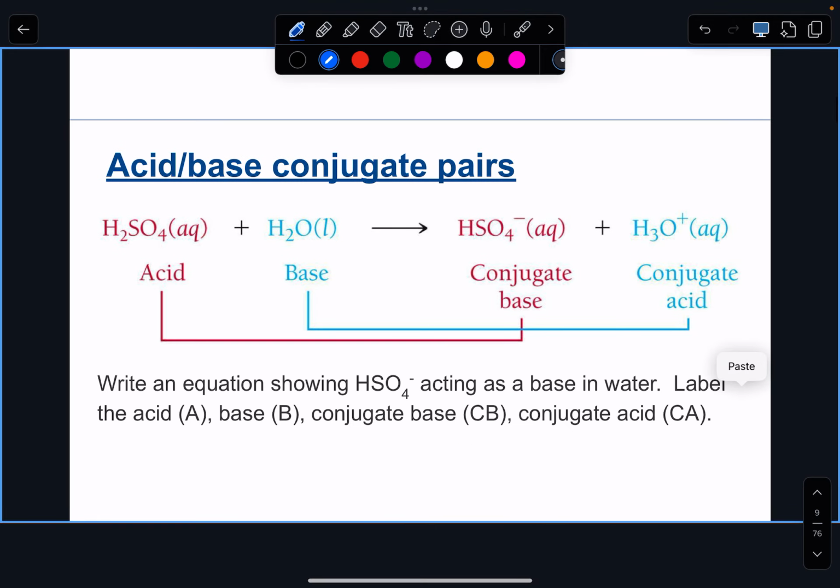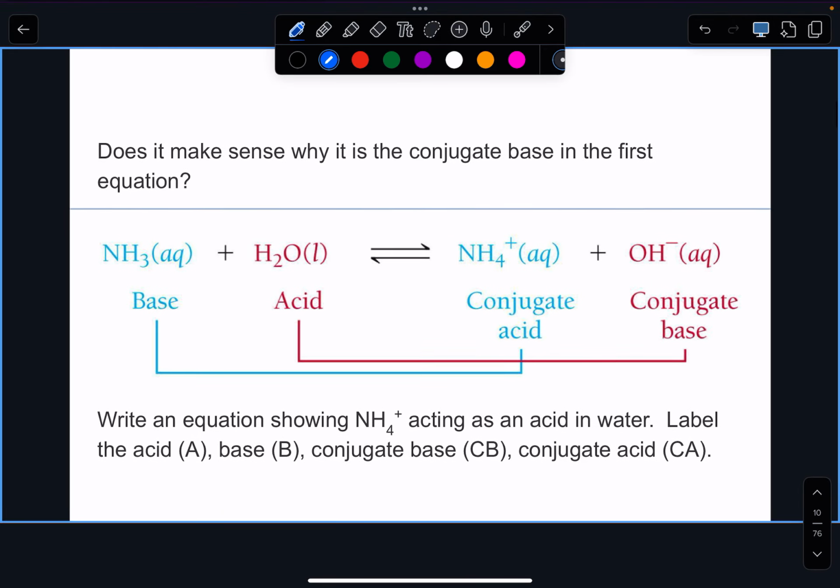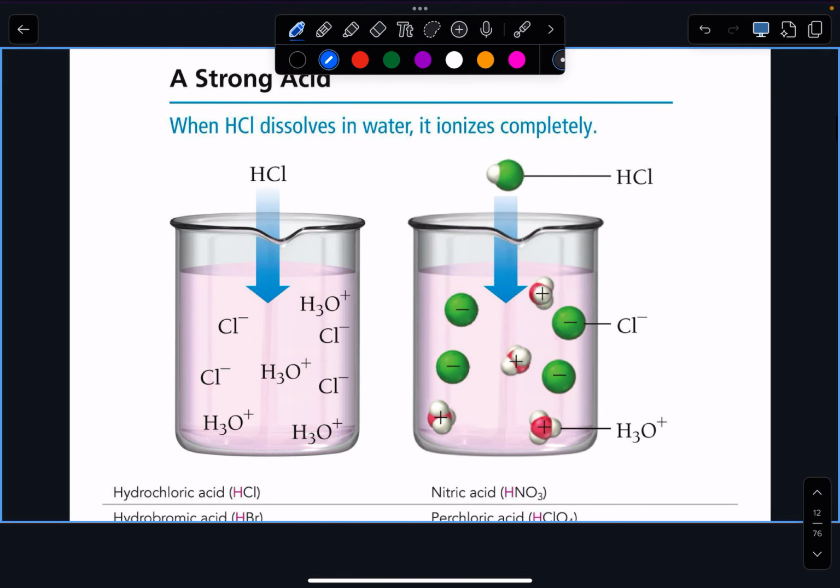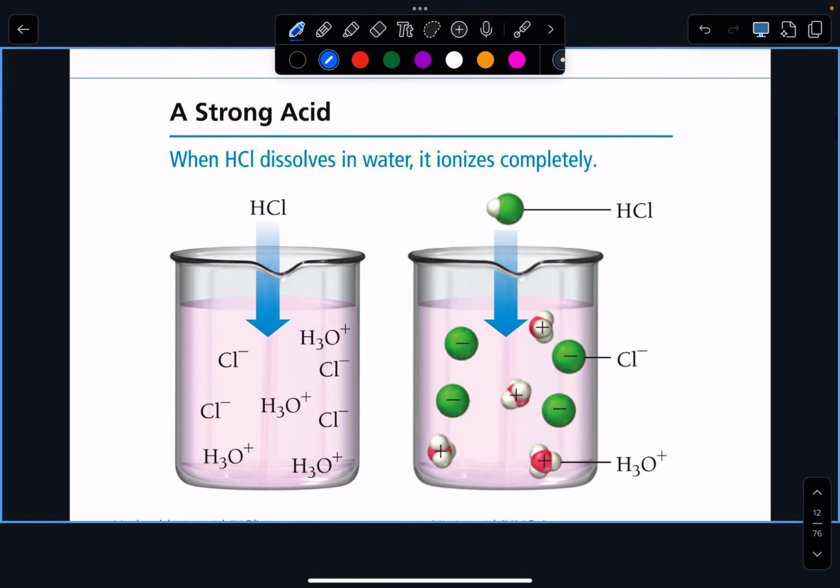Okay, so we already talked about acid-base pairs, conjugate acids. We're not going to go through that because we already talked through it. And then just before we leave, I just want to talk about what we mean by strong and weak. We kind of already discussed it, but let's be really clear.